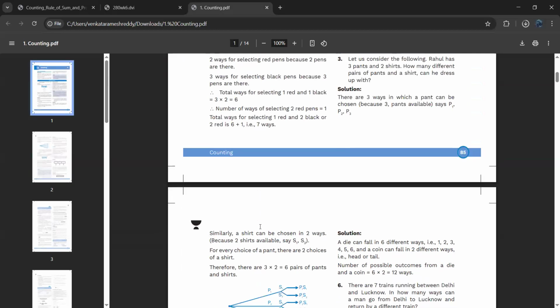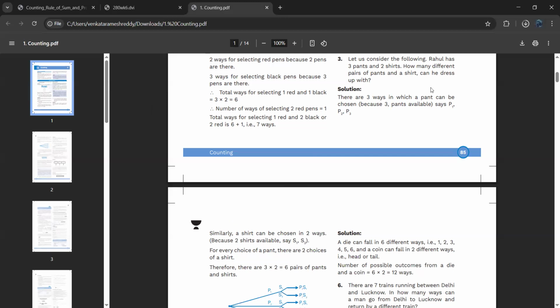Here, see the next example. Let us consider the following. Rahul has three pants and two shirts. How many different pairs of pants and shirts can he dress up with? It means there is a person named Rahul. Suppose he has three pants and two shirts. So they are asking how many different pairs of pants and shirts can he dress up with?